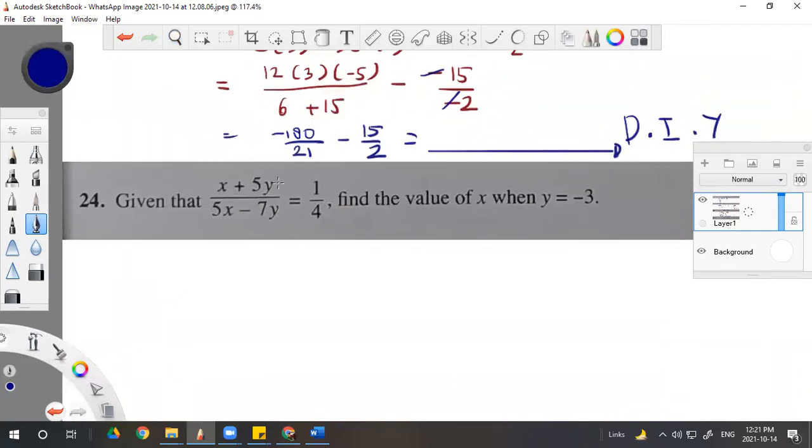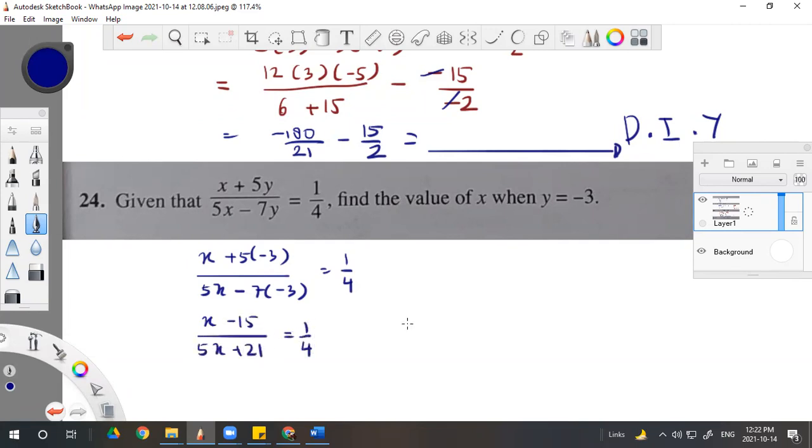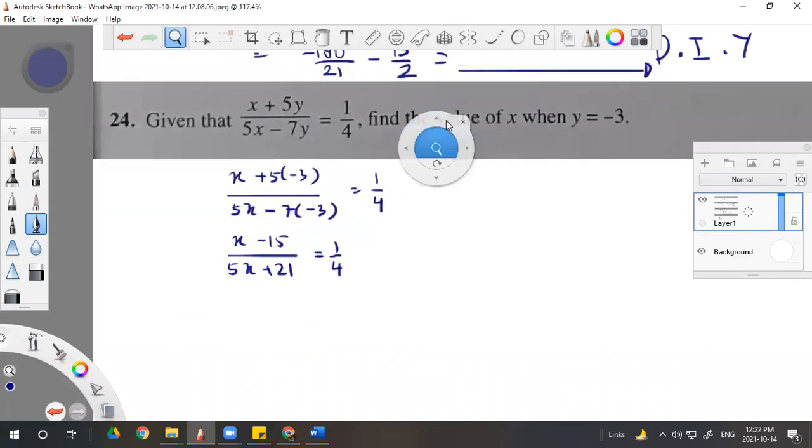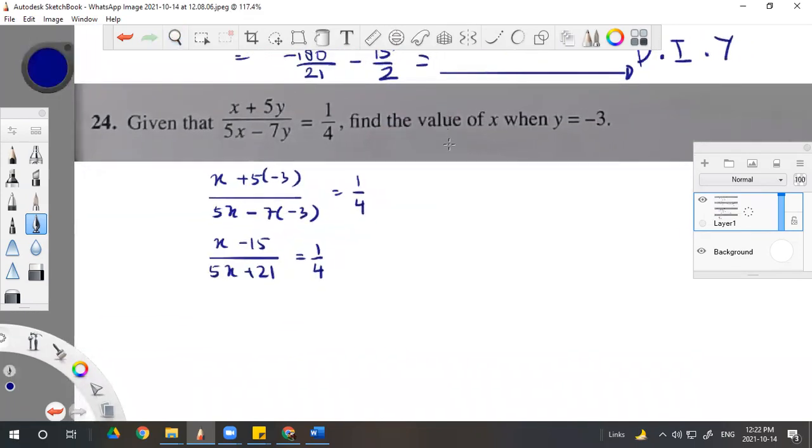Okay, given that x plus 5y over 5x minus 7y equals 1 over 4, find the value of x when y equals negative 3. How can you do this? So, kan x-nya nggak tahu, ya udah taruh aja. Plus 5 times negative 3, y-nya yang you ganti. 5x minus 7 times negative 3, right? Equals 1 over 4. See? And then, so x minus 15 over 5x plus 21 equals 1 out of 4. Now, how can you do this? Again, if we deal with the fraction, you learn the cross multiplication. Ini baru, ya.